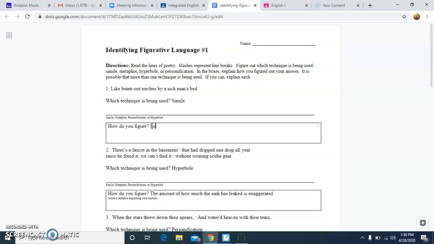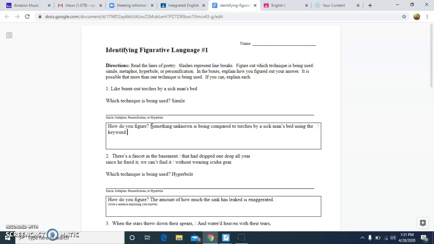Because what we want to put down is that something unknown is being compared to torches by a sick man's bed using, and again, we have to put this down, using the keyword like. So again, we want to make sure we're explaining a simile in regards to what it's using.